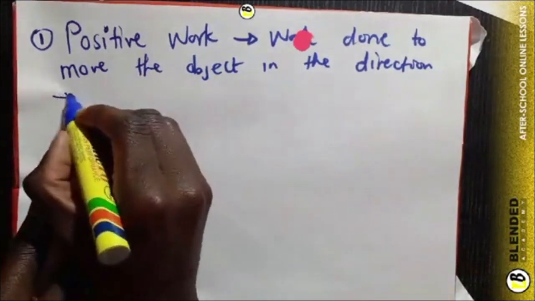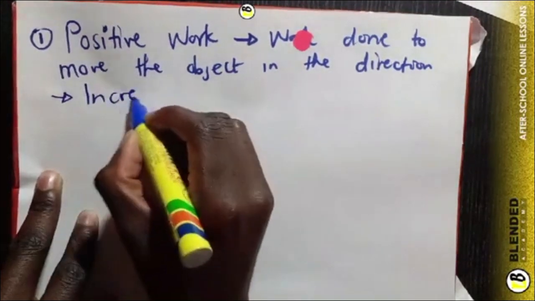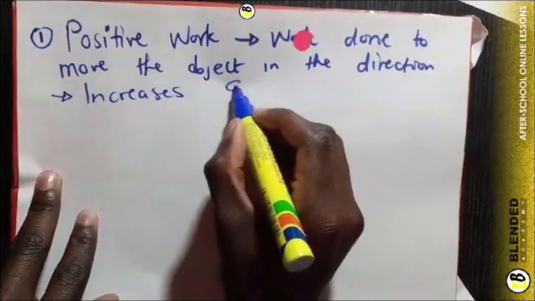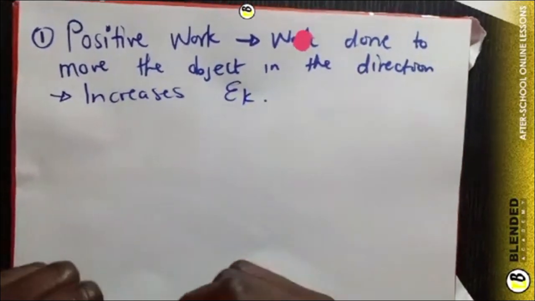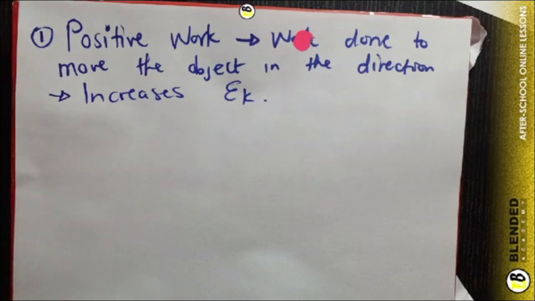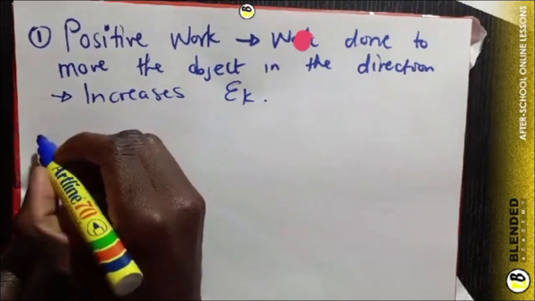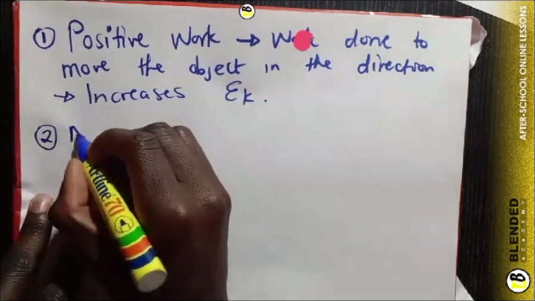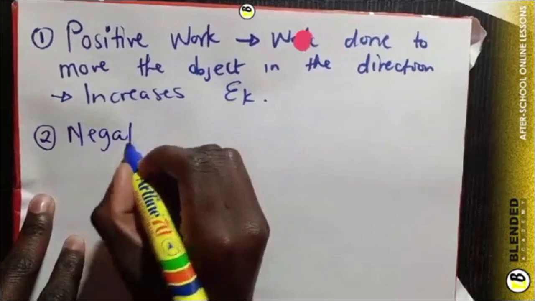And now this positive work increases the kinetic energy of the object. So now you're going to have an increase in kinetic energy when we're dealing with positive work. All right. So now, and then number 2, we've got negative work.